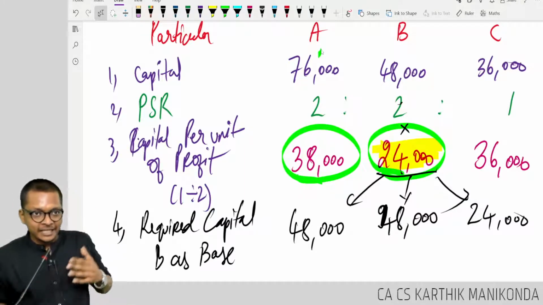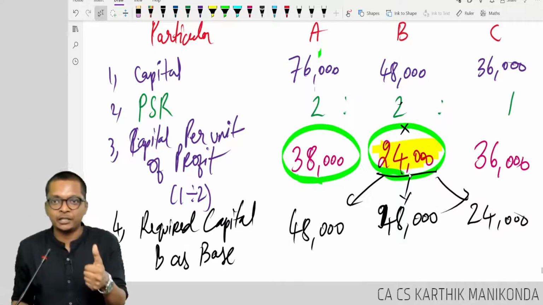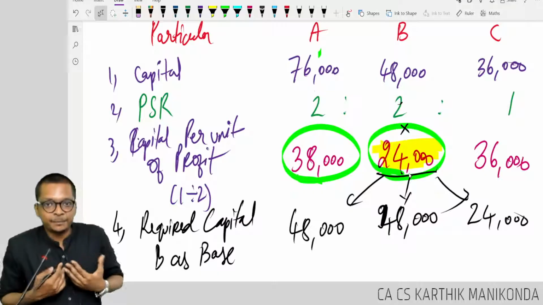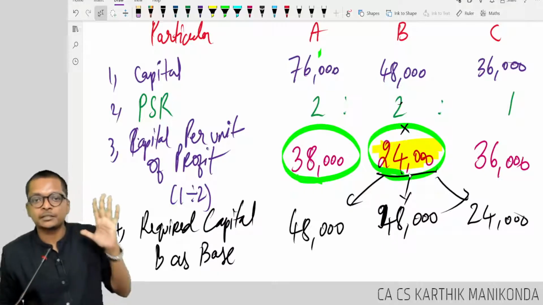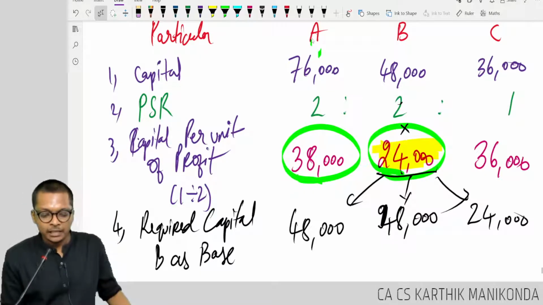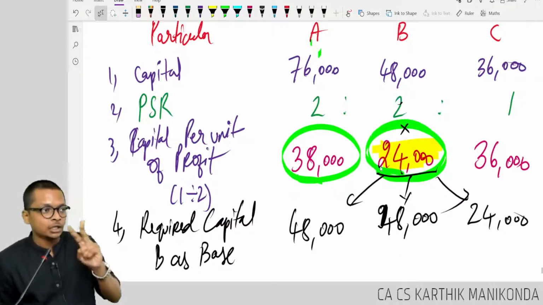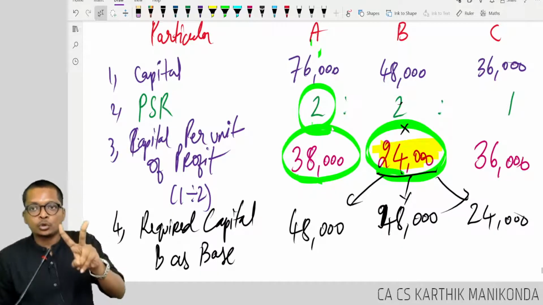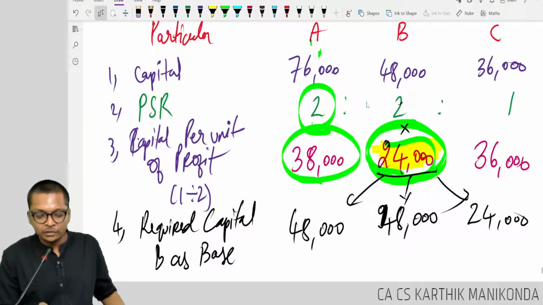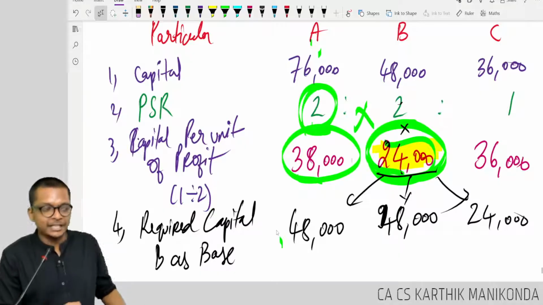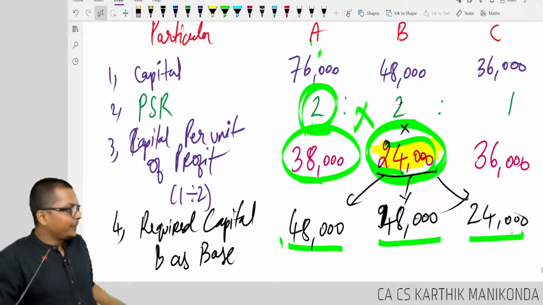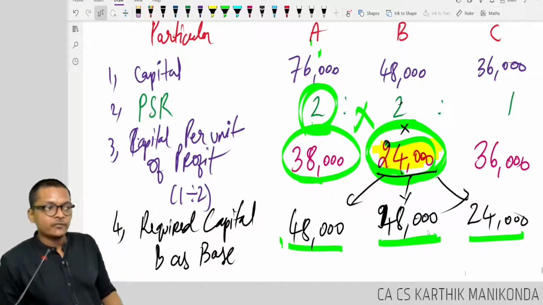Everybody is saying, because B is the smart one, if everybody wants to be smart, if I invested like B, how much will I invest? So A is saying, that means I should invest only 24,000. I want how much profit share? 2. So I will invest 24,000 into 2, I will invest only 48,000. Are you getting it, guys? B has anyway invested only 48.